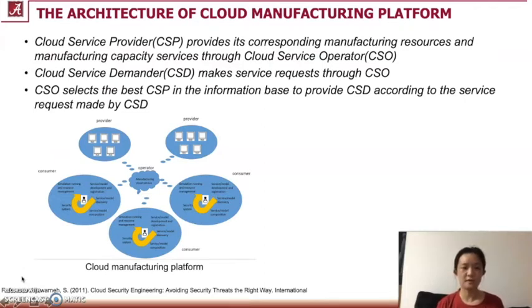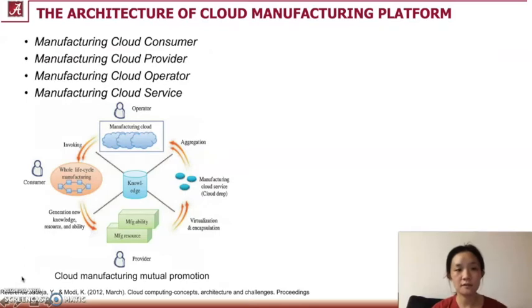In this mode, the cloud manufacturing platform will try to achieve on-demand services and match the ones that best meet the requirements of consumers. In the cloud manufacturing system, as shown in this figure, there are four parts of it: the manufacturing cloud consumers, providers, and operators. The last one is the service, and they are interdependent and interact with each other.